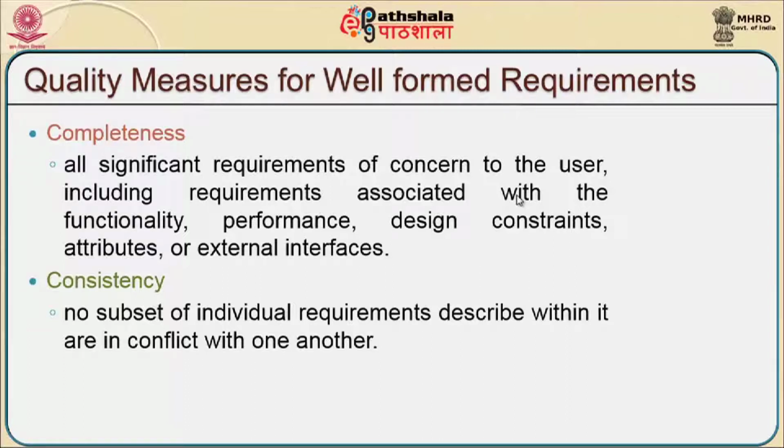And about completeness on the quality measure: all significant requirements of concern to the user, including requirements associated with the functionality, performance, design constraints, attributes and external interfaces. So what is the system supposed to do, or what type of functionality is the system supposed to provide? Is it providing the same functionality that it was initially proposed with? Then if it is said yes, it becomes complete.